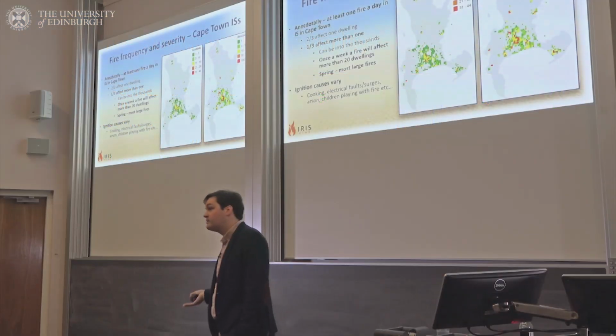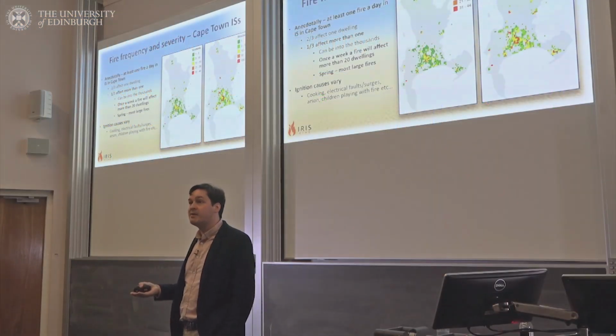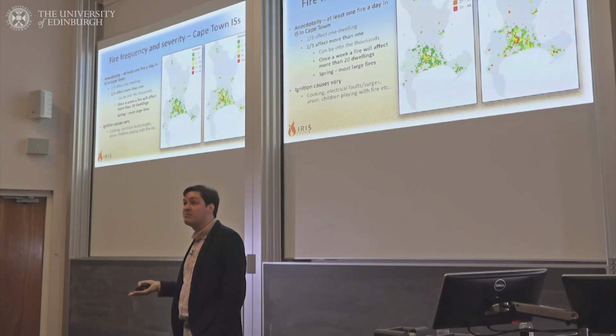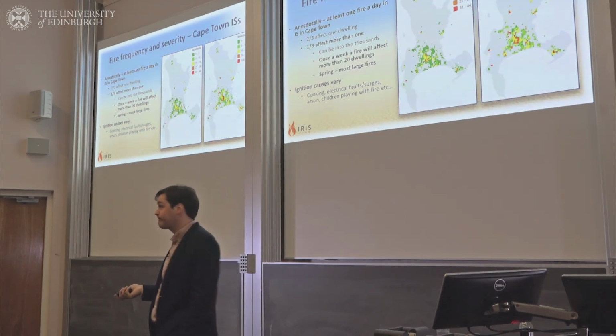We've got ignition causes that vary across that. They could be cooking, as we would find in the UK. Kitchen is the most likely place that your fire is going to start. But we also have electrical faults and surges. We have arson. We have children playing with fire, just to have something to do.